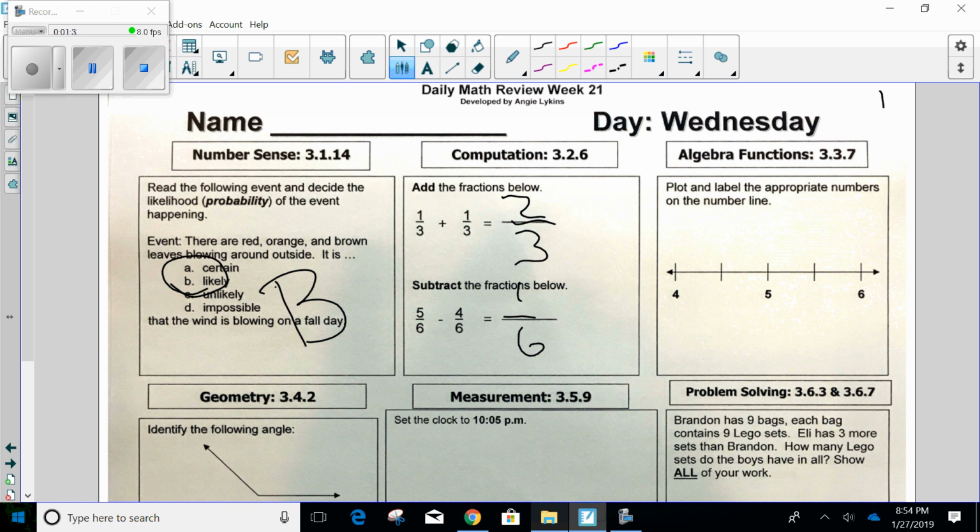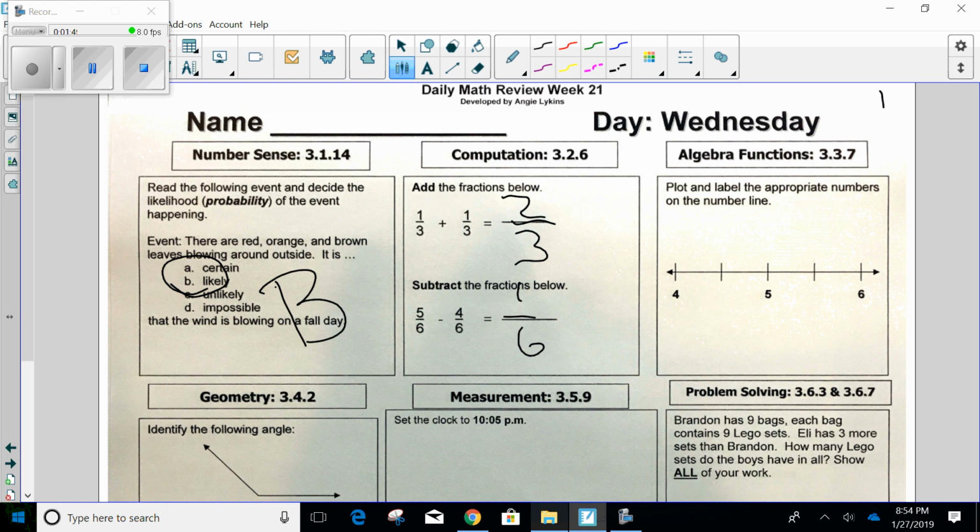Plot and label the appropriate numbers on the number line. Oh my goodness. Well, we have 4. We have a tick mark in between. Then we have a 5. Then we have a tick mark. And then we have 6. So we have tick marks in between the whole numbers.